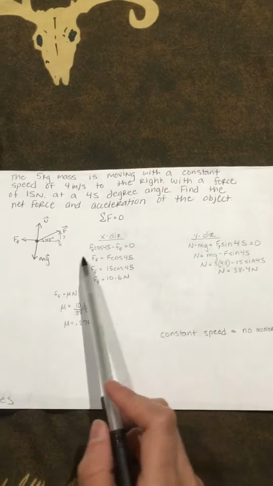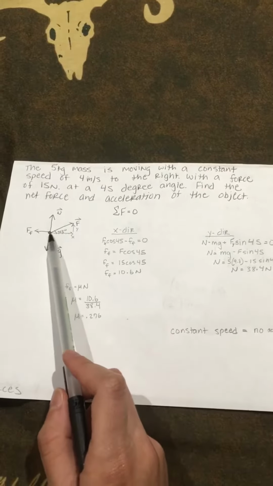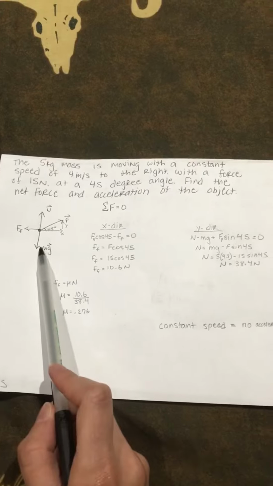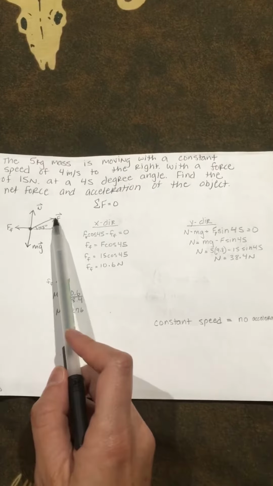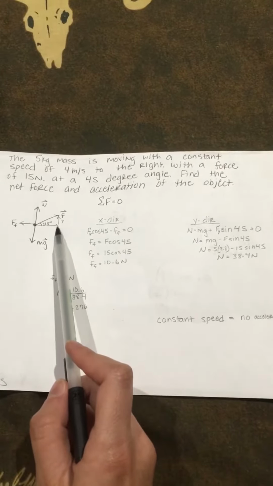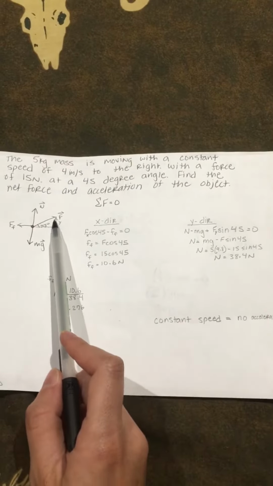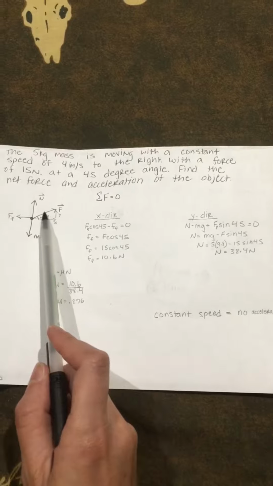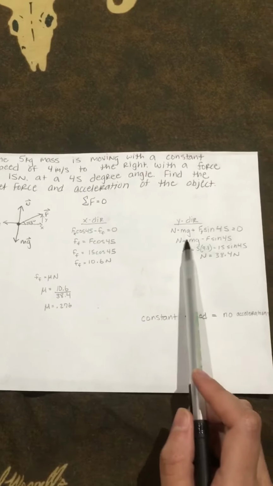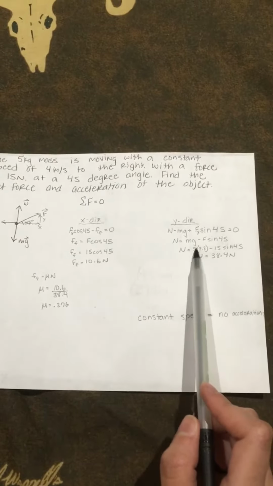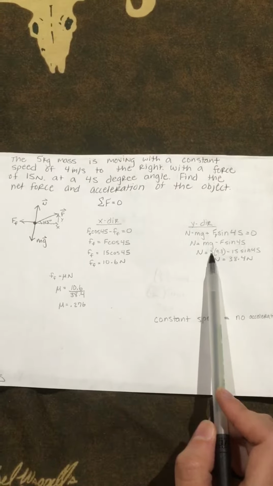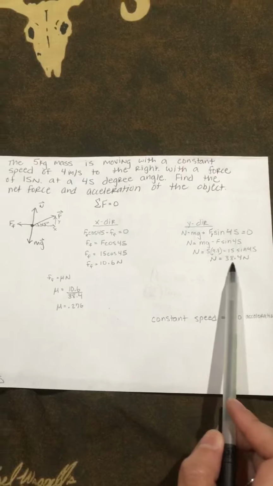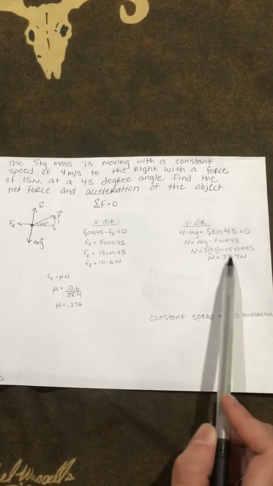So over here, we're going to go to the y direction next. We have the normal force minus mg because it's in the negative direction, plus the y component of the force, which is F sine 45 because it's the opposite side. Then we rearrange it to find the normal force, which we plug in these numbers because we know the mass, we know gravity, and we know the force. So normal force is 38.4 newtons.